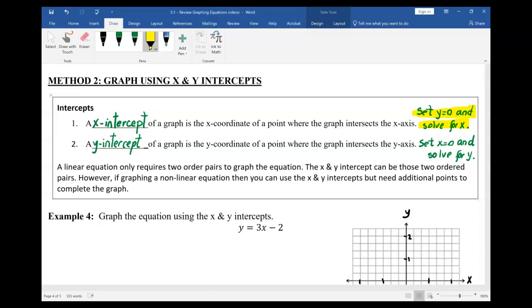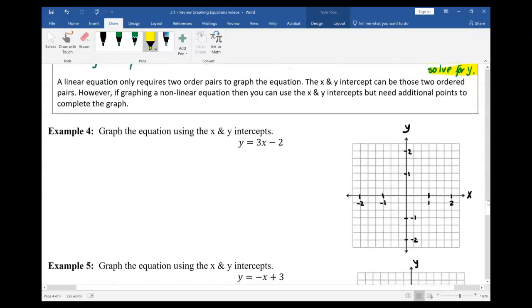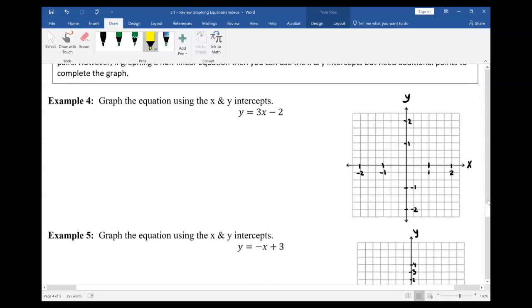The y-intercept of a graph is the y-coordinate of a point where the graph intersects the y-axis. To find the y-intercept, we set x equal to 0 and we solve for y. Let's solve a couple of examples. Graph the equation using the x and y-intercept. y equals 3x minus 2.